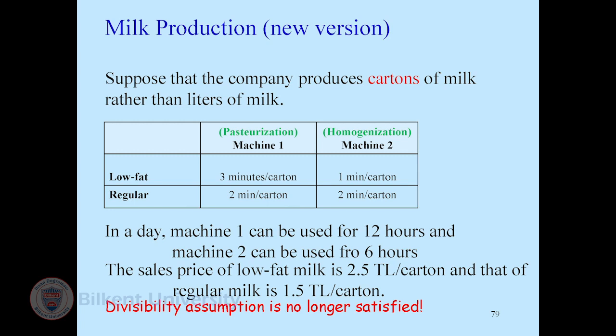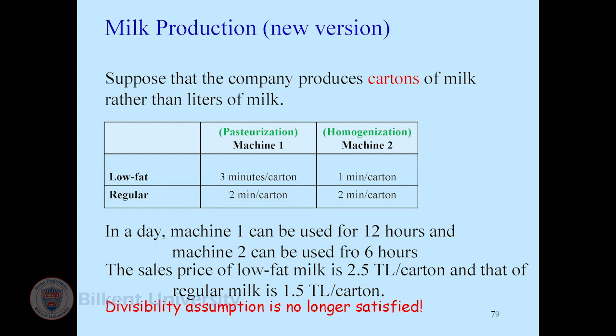I'm moving a little bit further. I'm changing this milk example just a little bit. In the previous version, we were allowed to sell it in terms of liters, and all my parameters were in terms of per liter, the revenue and minutes. Now it says, you know what? You can't sell it in liters. You're going to sell it in cartons.